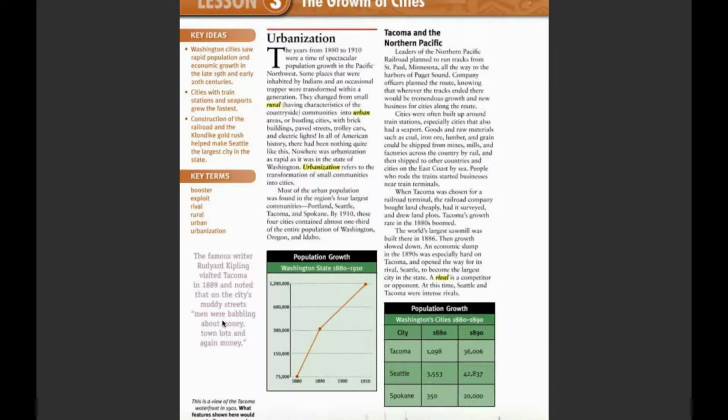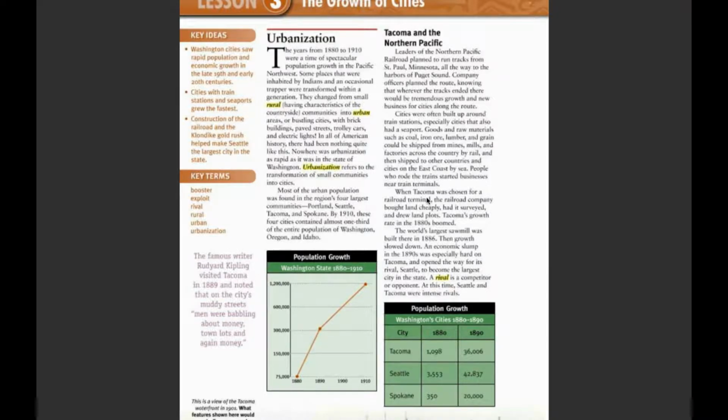Seattle continued to grow because both cities had a seaport, but Tacoma got the railroad terminal, and it also built a large sawmill there because of the lumber trade. And so having that terminal was a big deal, and it kept Tacoma fairly even with Seattle. If you look at the growth there, in 1880, there were about 1,000 people in Tacoma, about 3,500 in Seattle. Look, the growth. Tacoma grew to 36, Seattle grew to 42. So the growth was relatively equal.